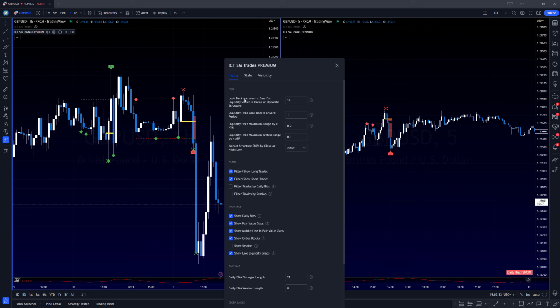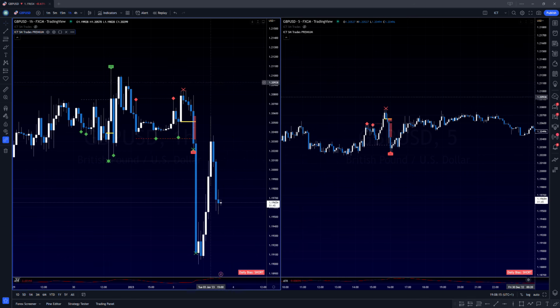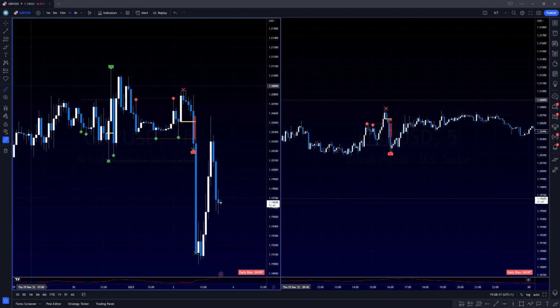It is lookback maximum X bars. So X means this 12 X bars for liquidity sweep and break of opposite structure. So what does it mean? It means that it needs 12 candles to grab liquidity and for the market structure shift to happen. So I can show you like this.